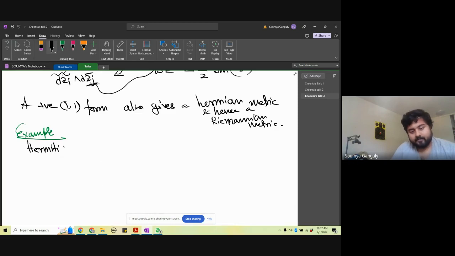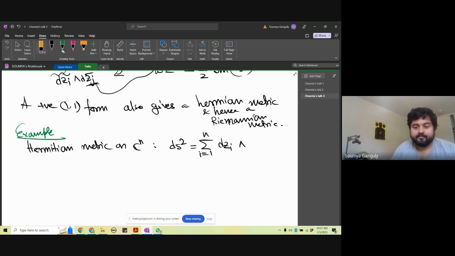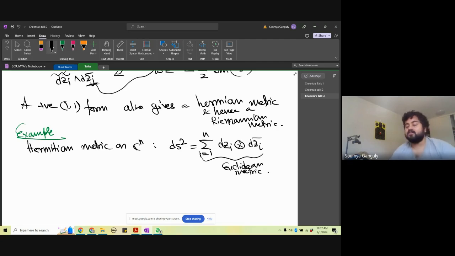Hermitian metric on Cn, because it's a complex manifold, is dA square, which is given as the sum over i from 1 to n of dvi tensor dvi bar. This is nothing but the Euclidean metric, just as we saw before. This is the Euclidean metric on Cn.